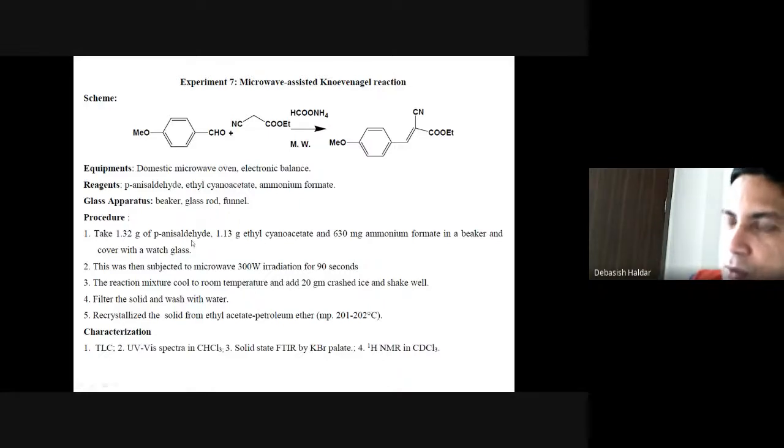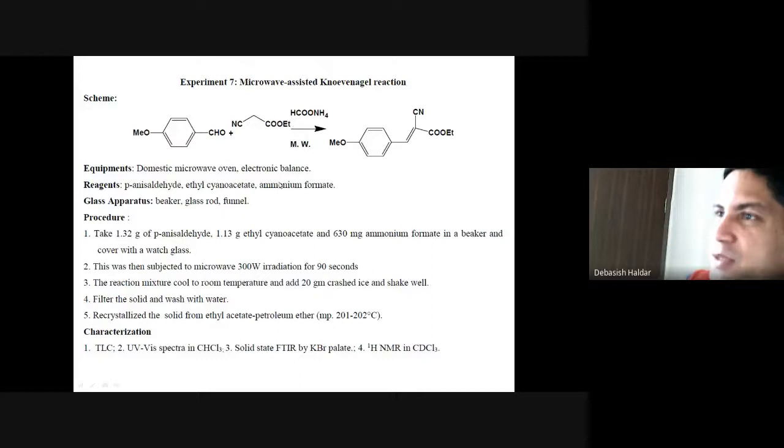And so the reagents are para-anisaldehyde. So this is the anisaldehyde, where this is the aldehyde group, and this is the OMe group. So this is para-anisaldehyde. And ethyl cyanoacetate. So this is ethyl acetate, where one hydrogen is replaced by a cyano group. So this is ethyl cyanoacetate. And Shumon will discuss why we choose ethyl cyanoacetate, what is the role of these things.